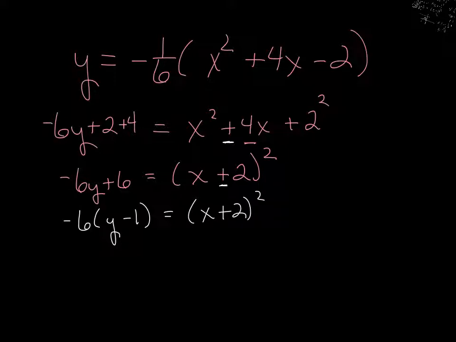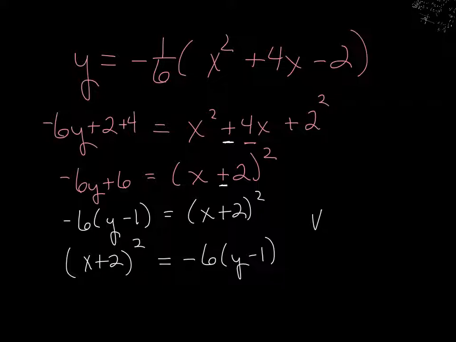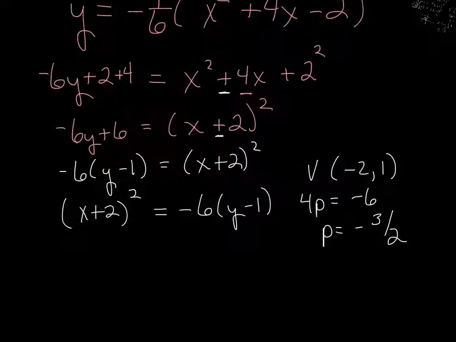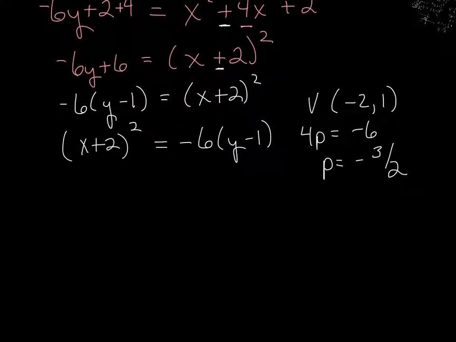Now, if it makes you feel better, you can rewrite it. This is the way we actually saw our formula. So what is the vertex? Negative 2, 1. What is 4p? Negative 6. So p equals negative 3/2. Okay, is this parabola up, down, right, or left? Down. It opens down because x is squared, so it's a vertical axis.